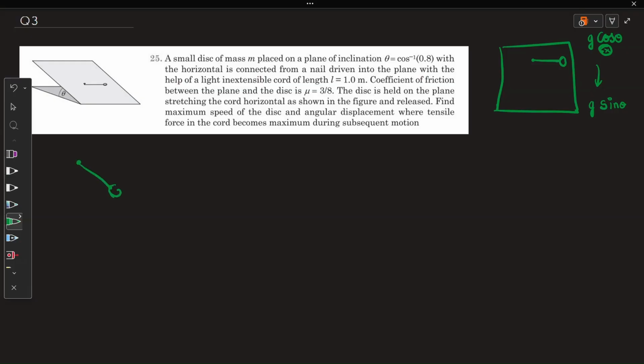If the particular body went till this distance, let the angular displacement be phi. This was the original position, length L. Now the perpendicular displacement over here is nothing but L sin phi. Correct. Now work done by gravity is nothing but the force mg sin theta is acting in that direction and displacement is L sin phi. Correct.